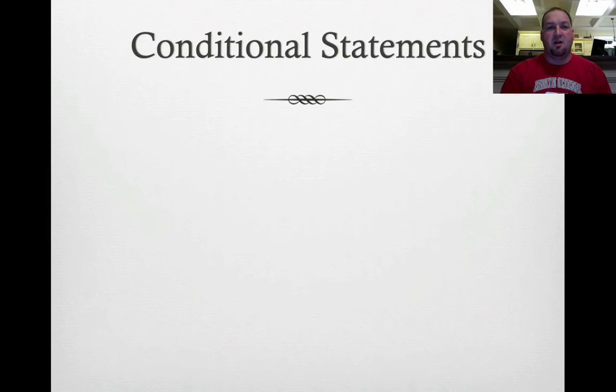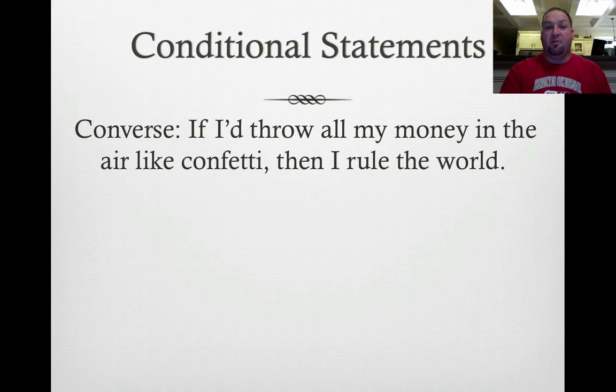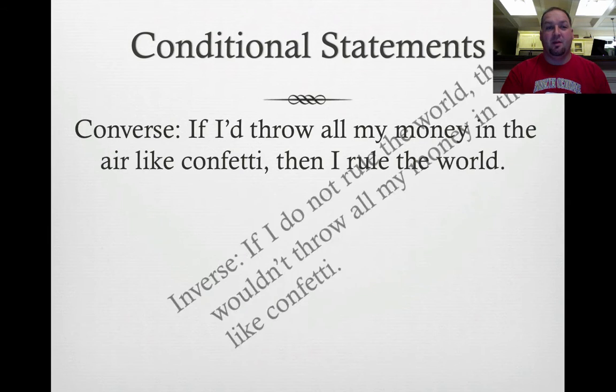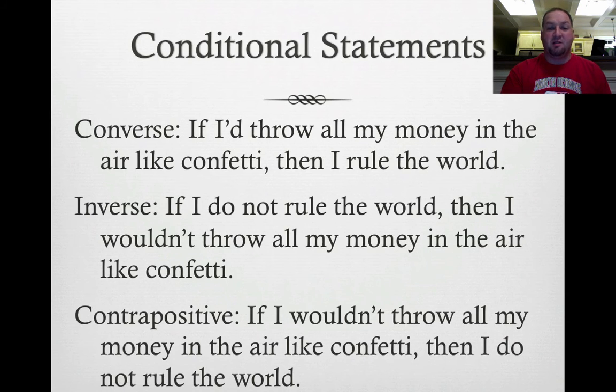All right, let's write the converse, the inverse, and the contrapositive. The converse would be, if I throw all my money in the air like confetti, then I'd rule the world. Inverse, negate both sides. If I do not rule the world, then I wouldn't throw all my money in the air like confetti, which is probably true, because I don't rule the world, and I'm still not going to throw my money in the air. The contrapositive switches the order and also negates, so if I wouldn't throw all my money in the air like confetti, then I do not rule the world.